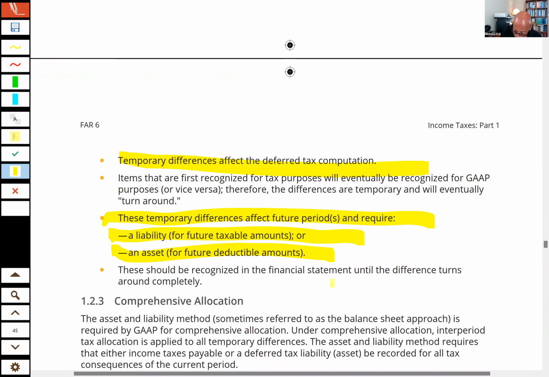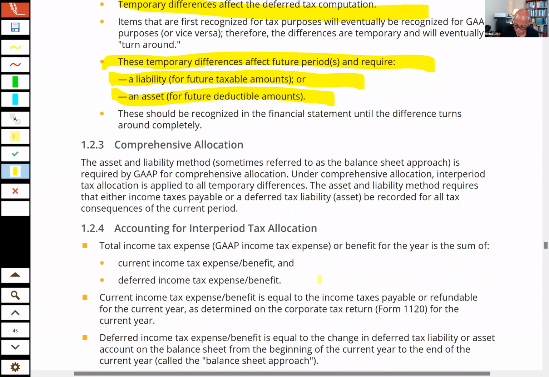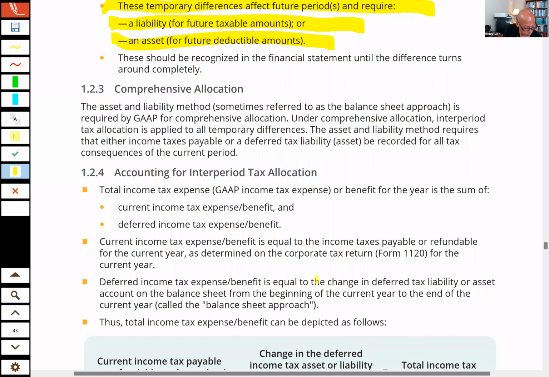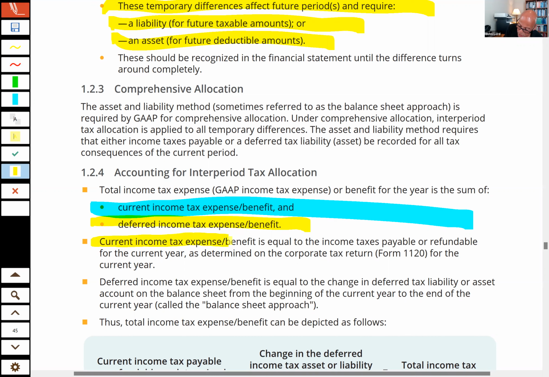Okay. Now we come over and you take a look down here at accounting for interperiod tax, and we talk about our current income tax expense or benefit, okay? Or we could have a deferred income tax expense or benefit, okay? Current income tax expense is equal to the income tax payable or refundable for the current year as determined on the corporate tax return. That's easy, guys. That's the check that's going to the IRS. That's always the case. Okay, that's a piece of cake for us.